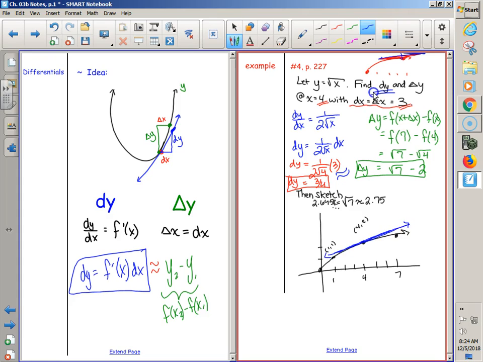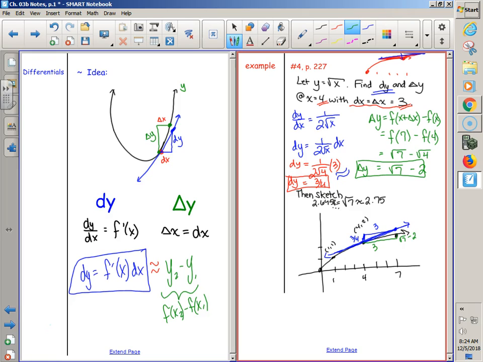So this 0.75 says, okay, as you go over 3, my dy, I go up 3/4, but that's to get to the tangent line point. And my delta y says, as I go over 3, I'm going to go up square root of 7 minus 2. Now, I don't know what that is, but we did know 3/4.